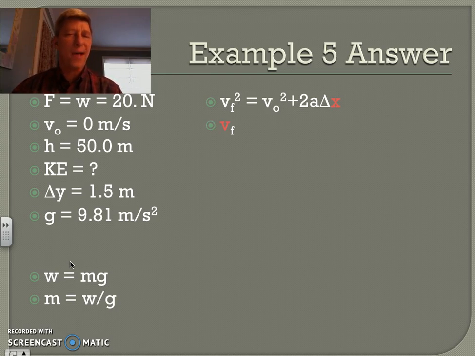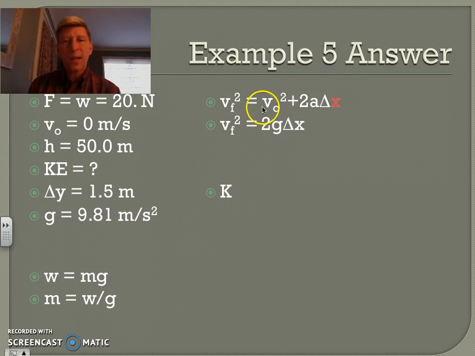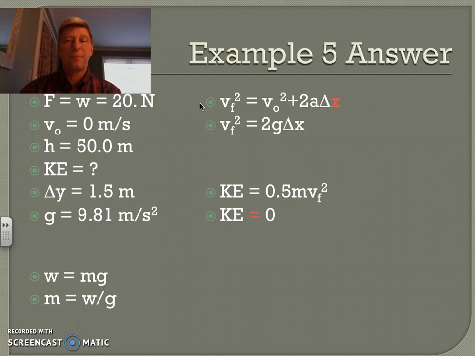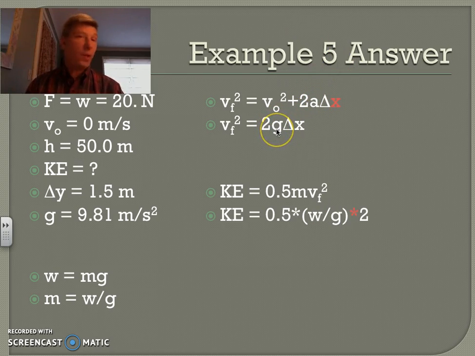In any event, the first thing I do here is I go through and I calculate the value of the mass. Well, if weight is equal to mass times gravity, then mass is equal to weight divided by gravity. Then I come up here to my velocity formula. Vf squared equals Vo squared plus 2a delta x. But because the initial velocity is 0, I'm going to change that formula to Vf squared equals 2g delta x. Notice I changed the value of the acceleration here to g because we're falling. It's an acceleration of gravity.